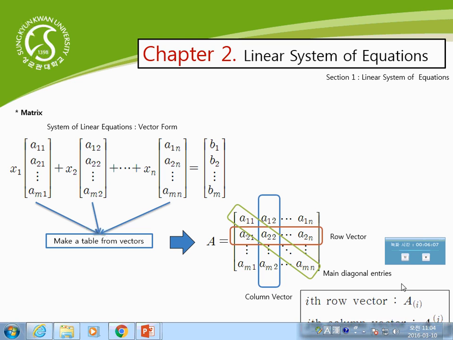Okay, here the ith row vector can be written as this, and the jth column vector can be written like this, in the parentheses. Okay. This is the notation for row vector and column vector from this A.